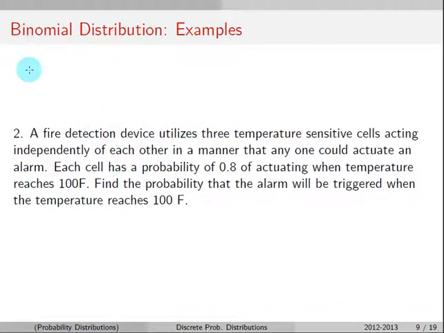Now let's take a look at another example from binomial distributions. The problem says a fire detection device utilizes 3 temperature sensitive cells acting independently of each other in a manner that any one could actuate an alarm. Each cell has a probability of 0.8 of actuating when temperature reaches 100 degrees Fahrenheit. Find the probability that the alarm will be triggered when the temperature reaches 100 degrees.